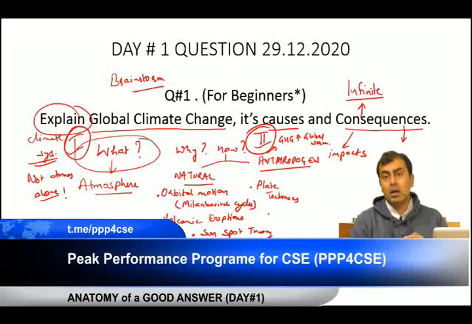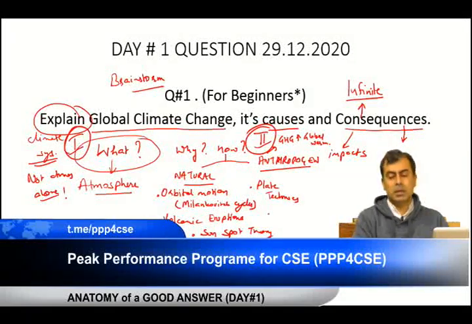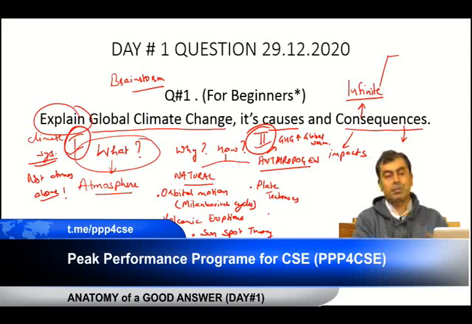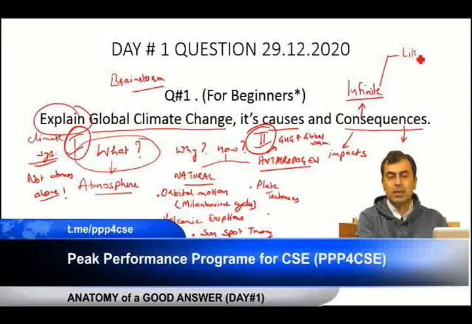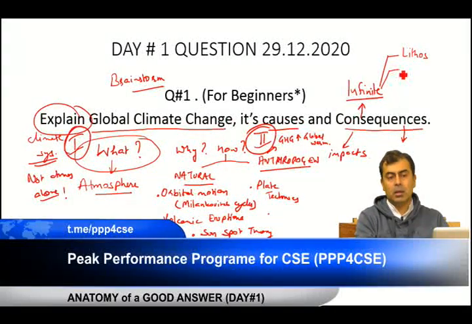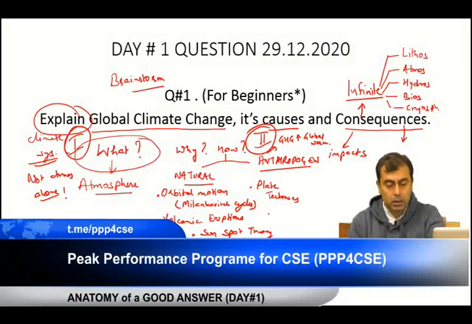So how do we make something which is infinite into a finite entity? A simple way is using broad headings. So consequences, where will it happen? Well, it will happen in the system itself. So lithosphere. On the lithosphere, consequences are happening. They are happening in the atmosphere also. They are happening in the hydrosphere also. They are happening in the biosphere also. They are happening in the cryosphere also.